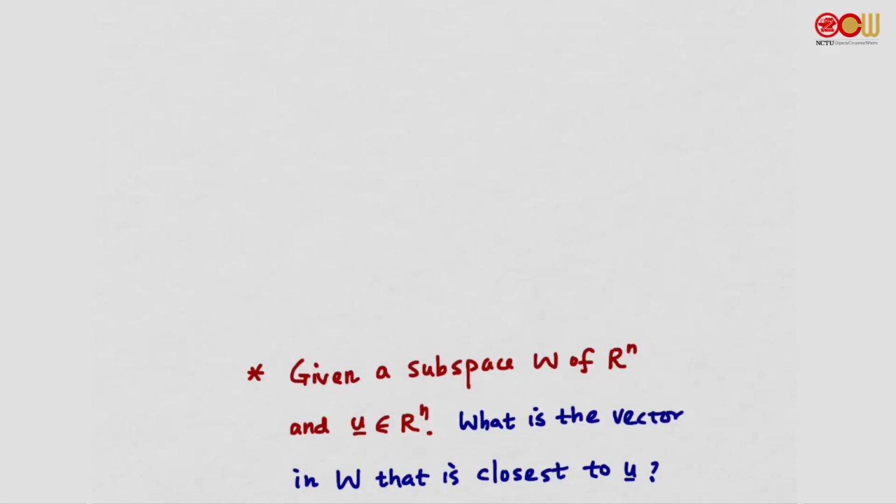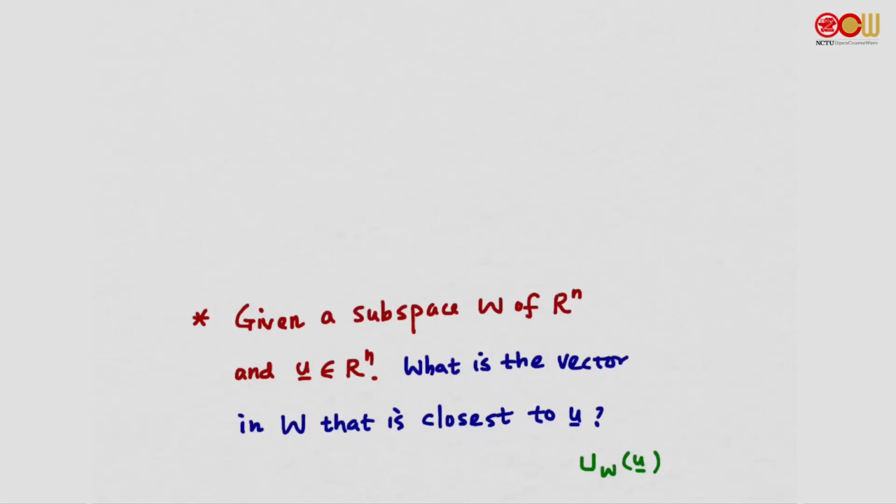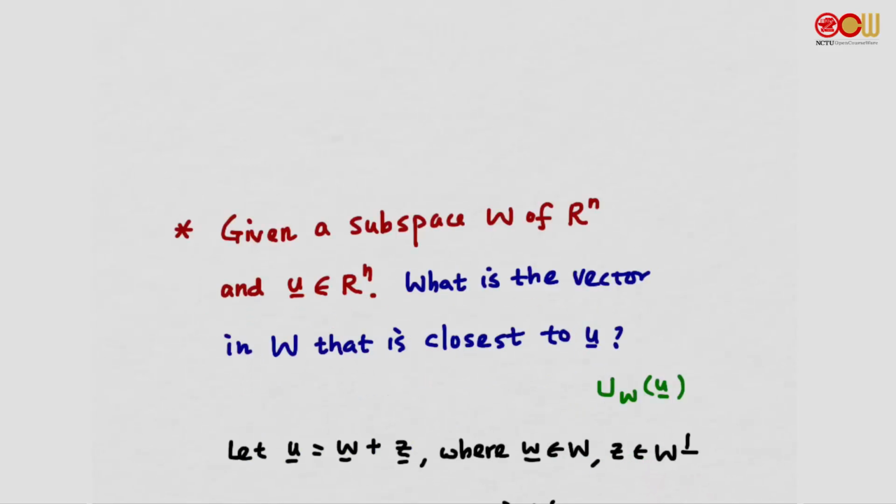At the end of 6.5, we come to the question that we posed at the beginning. Given a subspace W of R^n and an arbitrary vector u in R^n, what is the vector in W that is closest to u? And the answer is the orthogonal projection of u on W. Let's see why this is true.